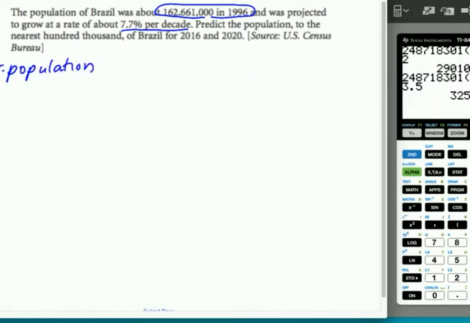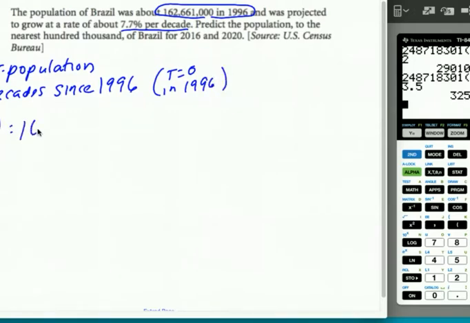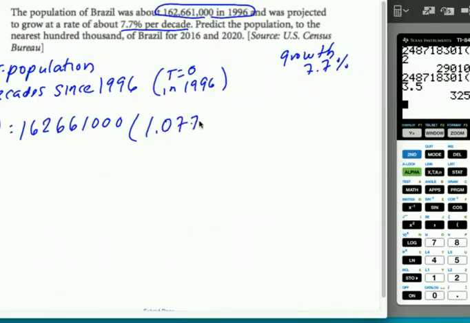Right? I'm going to call t decades since 1996, which for the record means that t equals 0 in 1996. That's the whole goal, right? So my formula is going to be P of t equals the starting value times my multiplier. Since this is a growth rate of 7.7%, my multiplier is going to be 1.077, and then raised to the number of decades.